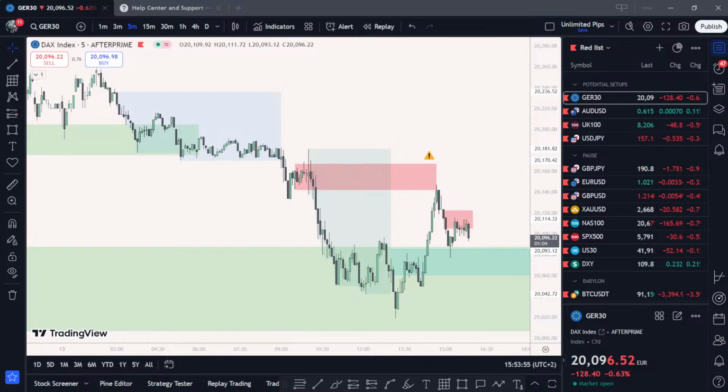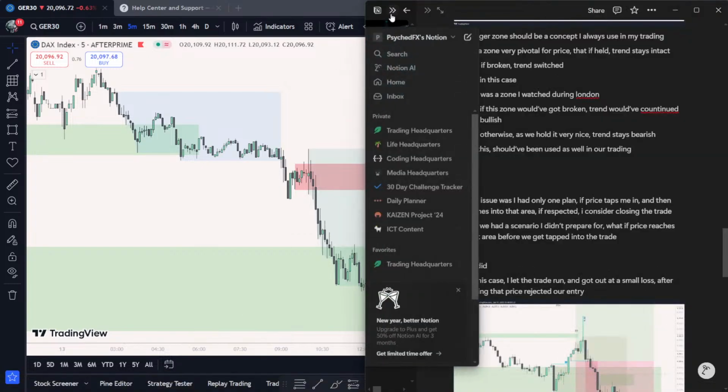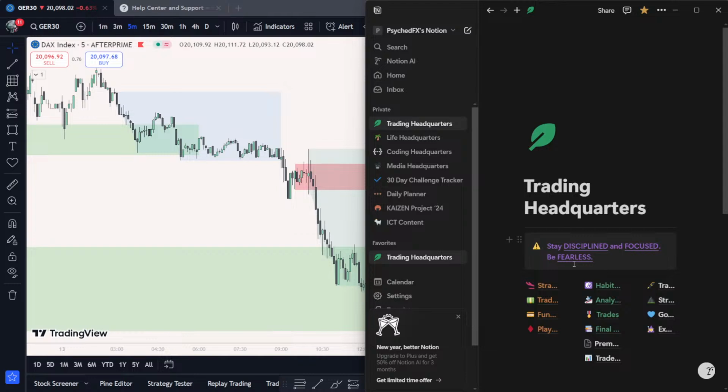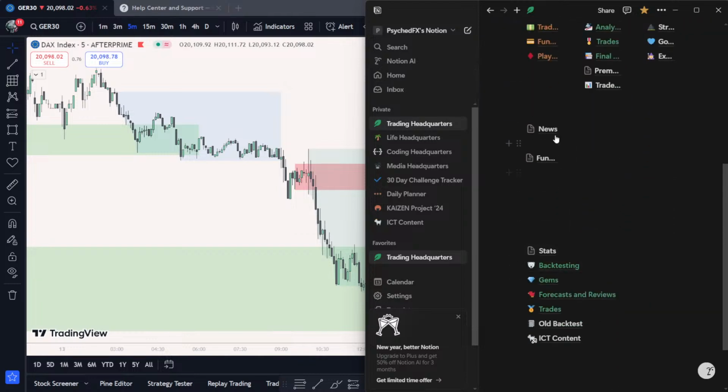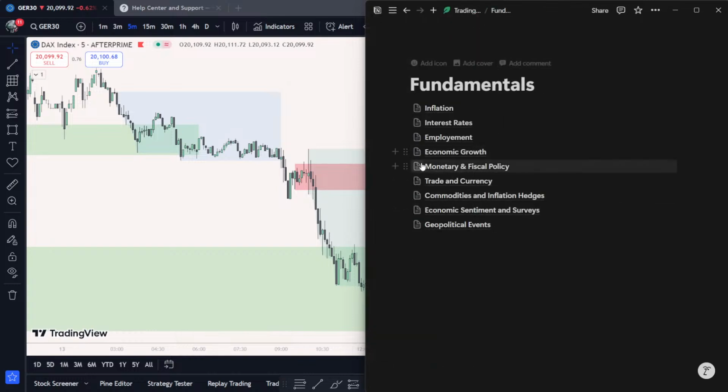I wanna learn fundamentals, man. I asked ChatGPT, what should I learn in fundamentals? Let me see. This is what GPT said to learn: inflation, interest rates, employment, economic growth, monetary and fiscal policy.